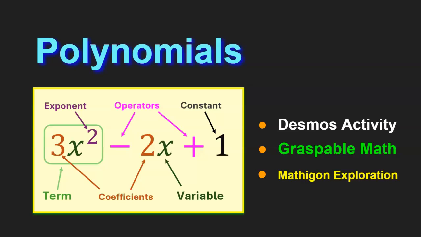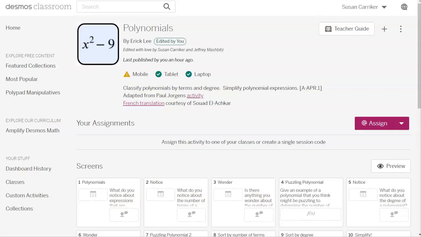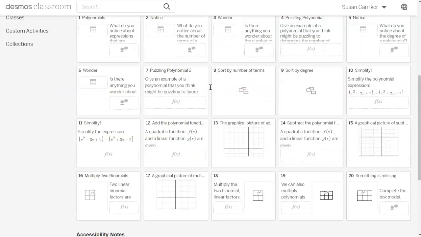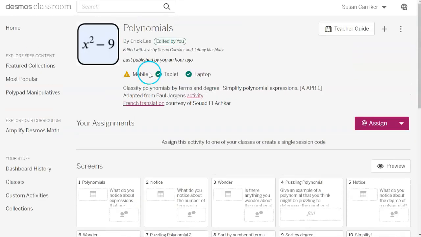So let's start in Desmos. The Desmos activity is entitled Polynomials. They will be learning the different types of polynomials and some of the vocabulary associated with them, and also they will be doing operations with polynomials. There are 20 screens, quite a few, so this will take the bulk of your time.